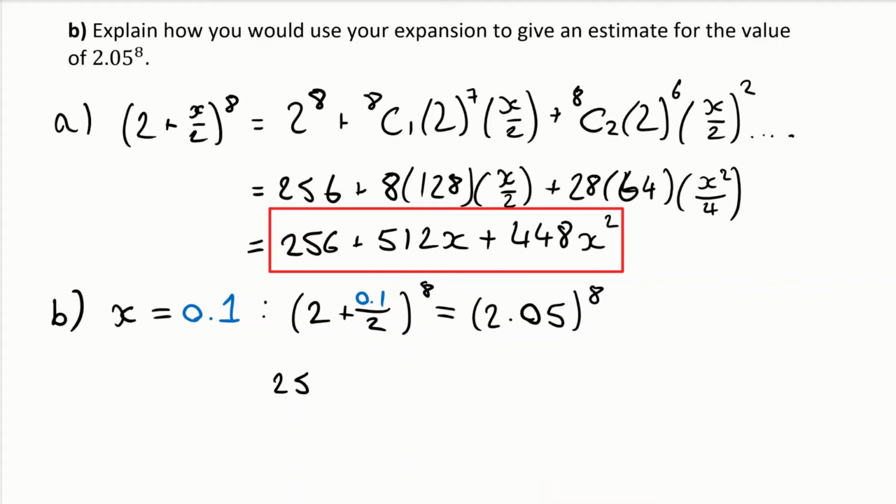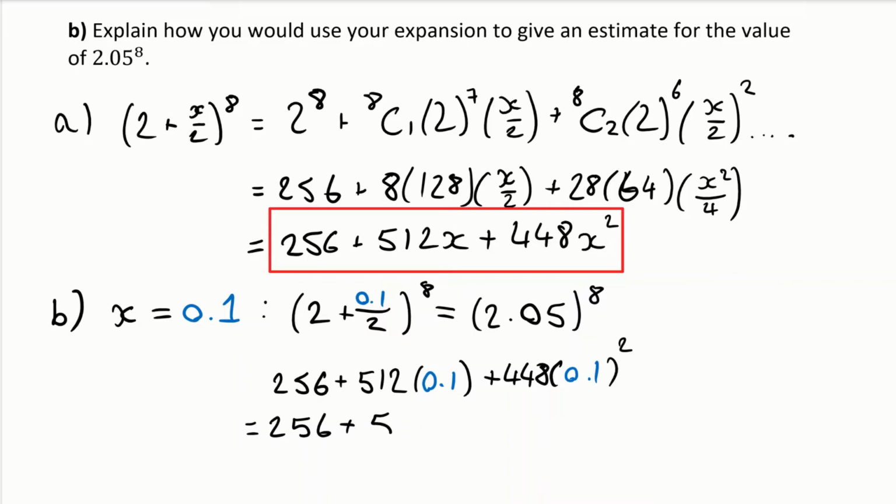So substituting that into our expansion, we get 256 plus 512 times 0.1 plus 448 times 0.1 squared. Simplifying that further, expanding the brackets now, we get 256 plus 51.2 plus 4.48, which is equal to 311.68.